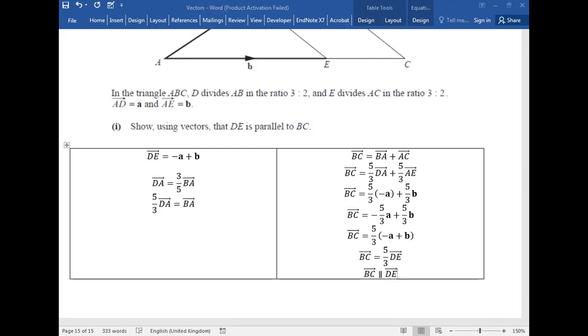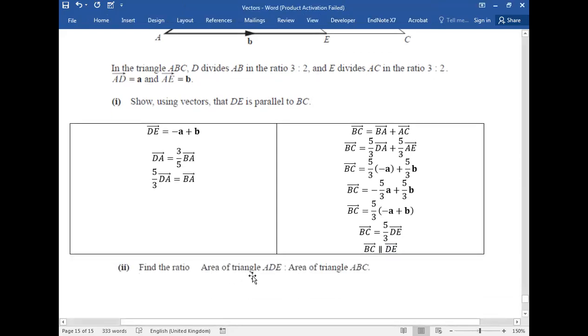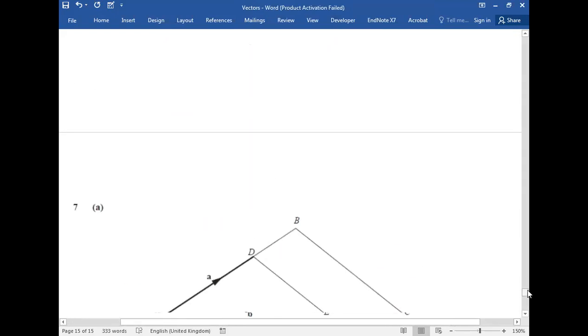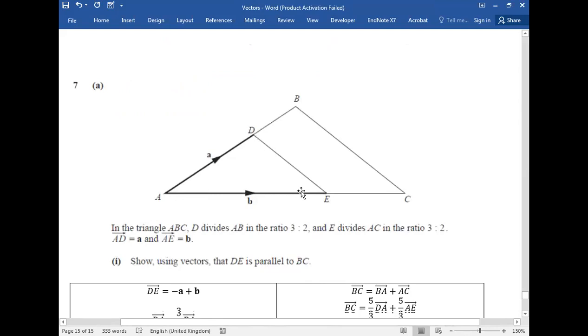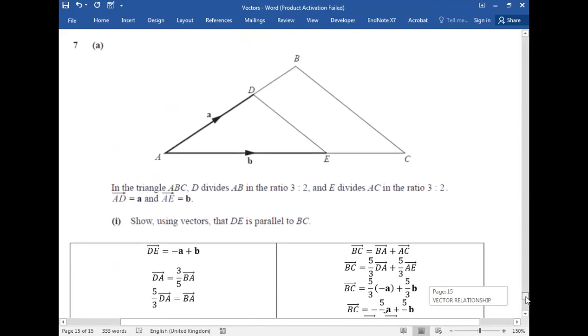This was a 3-mark question, so all the work that you have done totally makes sense. Find the ratio area of triangle ADE, area of triangle ABC. ADE and ABC, they are similar figures. Is that right? And we have just proven what is the ratio of these similar figures. If this is 3, then the big one is 5.